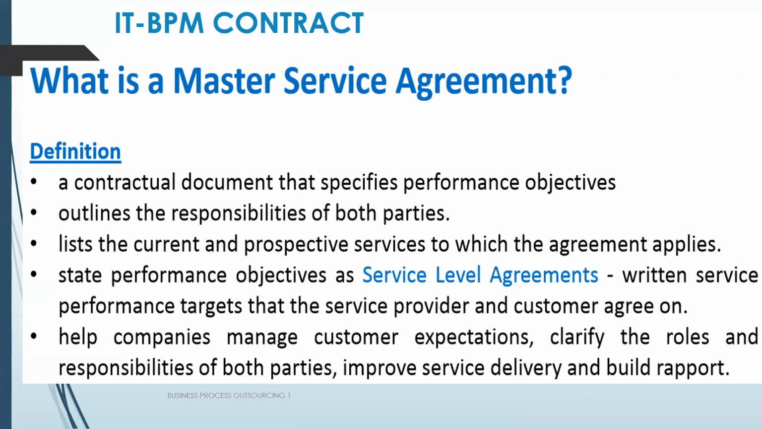It lists the current and prospective services to which the agreement applies. It states performance objectives as service level agreements, written service performance targets that the service provider and customer agree on. So it helps companies manage customer expectations, clarify the roles and responsibilities of both parties, improve service delivery, and build rapport. Because of this contract, if they have agreed to this MSA, then they can build a relationship or a rapport. These are the details of the contract, the master service agreement.